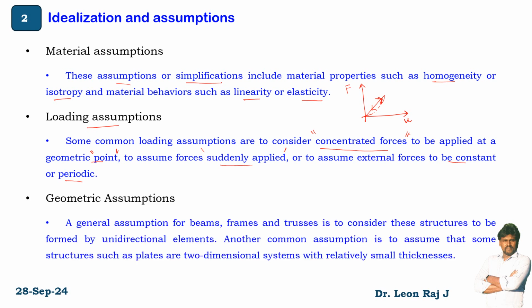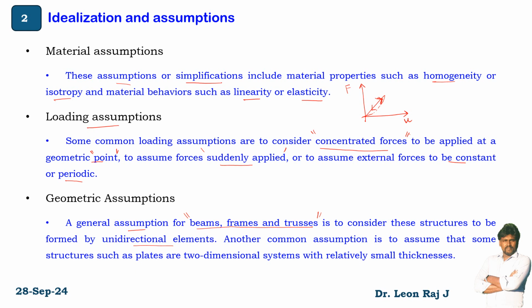So geometric assumptions, and a general assumption for beams, frames, and trusses. Here the beams, frames, and trusses are considered to be formed by unidirectional elements. These are assumed as unidirectional elements, but actually it is a three-dimensional element which has length, breadth, and depth. But we are assuming it as unidirectional elements.